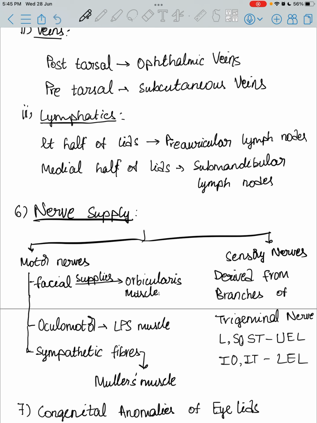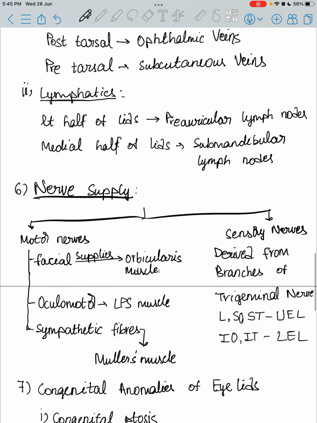Sensory nerves. They are derived from branches of trigeminal nerve such as lacrimal, supraorbital and supratrochlear nerves for upper eyelid, and infraorbital nerve with infratrochlear branch for lower eyelid.